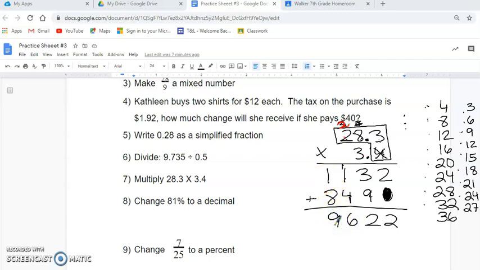And then our last step, very important, is we take care of our decimal. I don't bring it down. 1, 2, 1, 2. Okay? 96 and 22 hundredths.